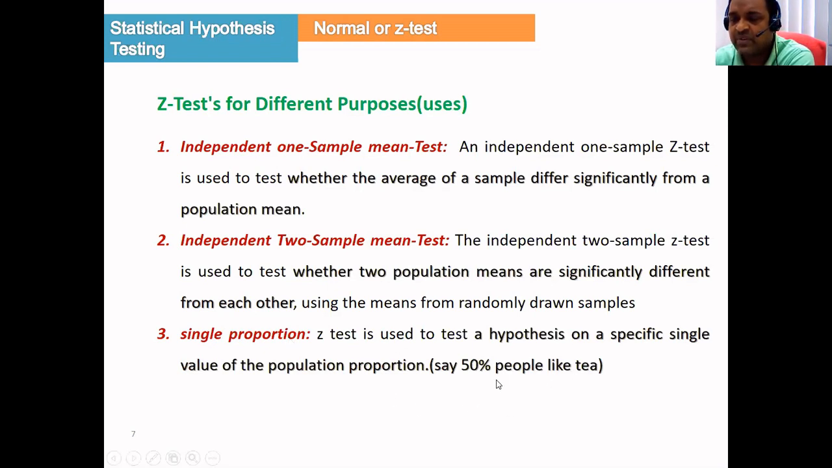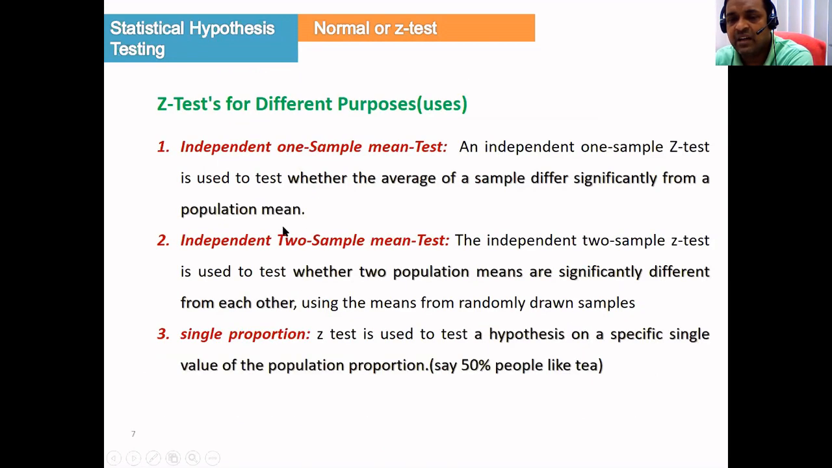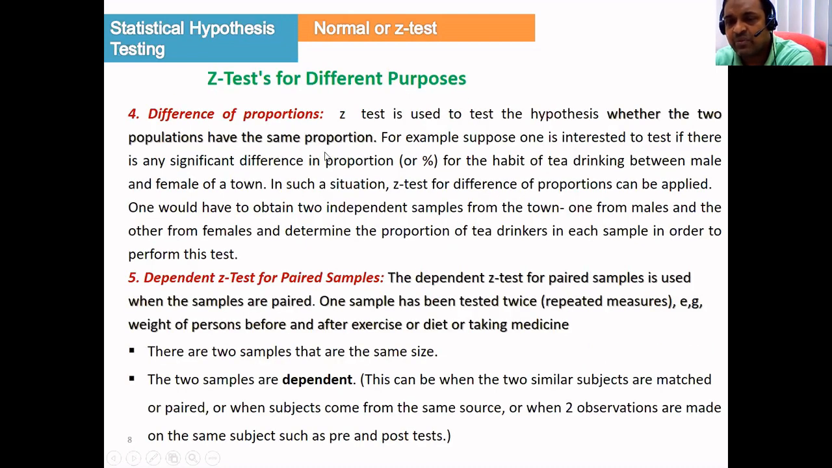Say somebody says 50% of the population drink tea. That is a 0.5 proportion of people who drink tea. So we can verify this proportion or percentage. This is called the single proportion test. And number 4, another one, difference of proportion. Similarly, like the independent two sample mean test, we can test whether the proportions of the two populations differ or not, or they are the same. So this is called difference of proportion for two populations.